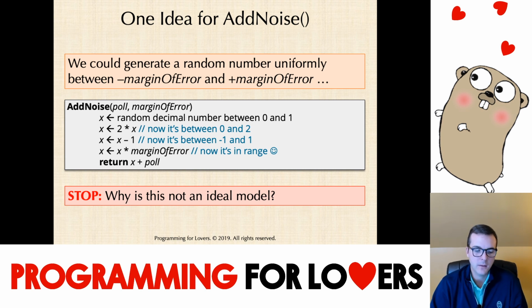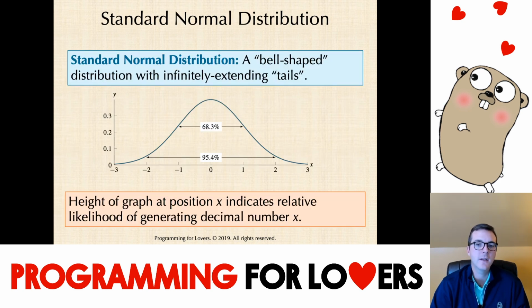And we could stop for a second and consider why that is not necessarily an ideal model. Many students will say, well, odds are if we're sampling a polling value, then it's more likely that the true value is close to that than it is that it's far away from it. So ideally, the farther away we get from this poll, the less likely it is that we're out there. And so this leads us to try and adapt a Gaussian or a normal distribution, where we have a bell shape with infinitely extending tails.